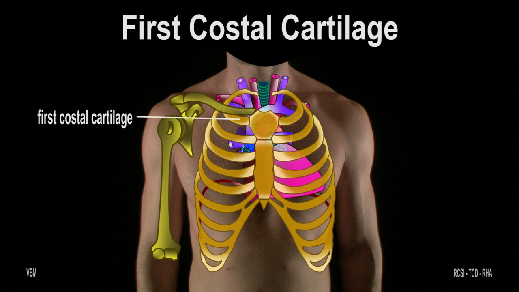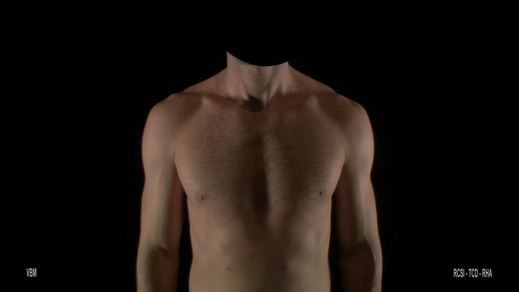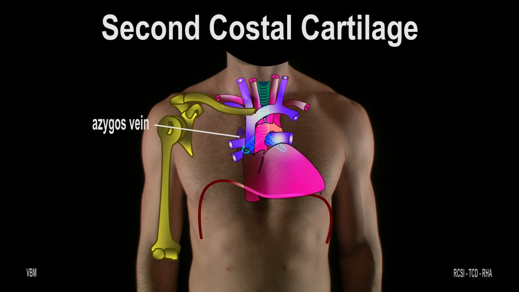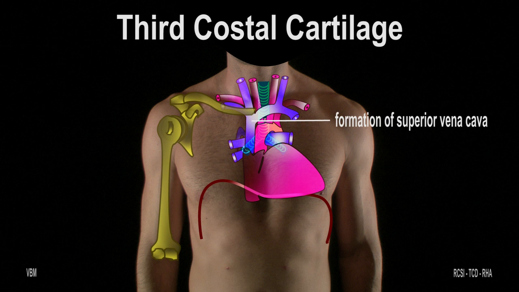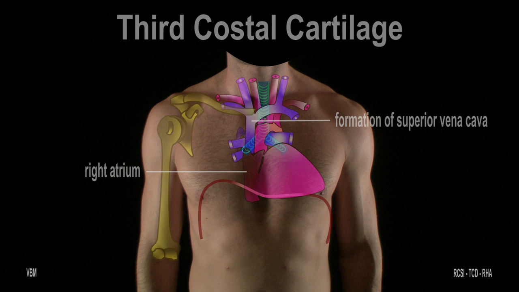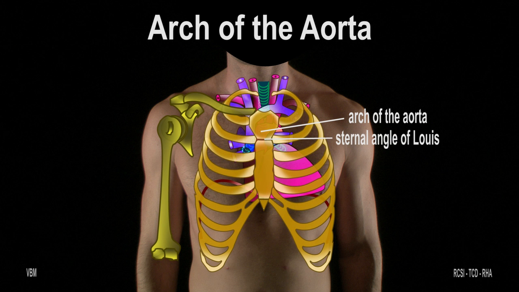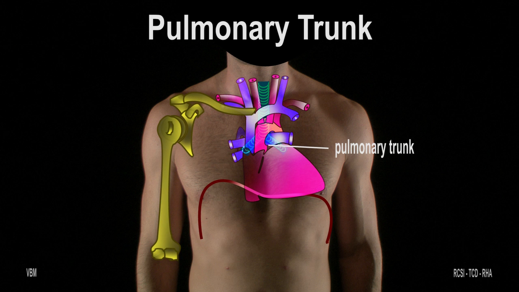First costal cartilage. Formation of superior vena cava. Second costal cartilage. Azygous vein drains into superior vena cava. Third costal cartilage. Superior vena cava drains into right atrium. The arch of the aorta begins and ends at the sternal angle of Louis. The pulmonary trunk and its right and left branches lie below the aortic arch.